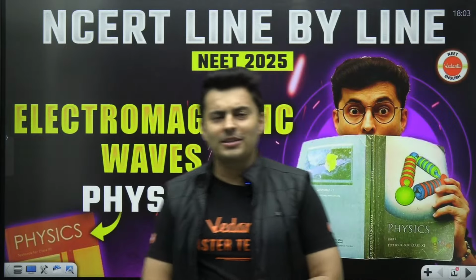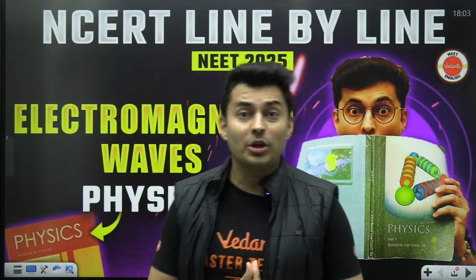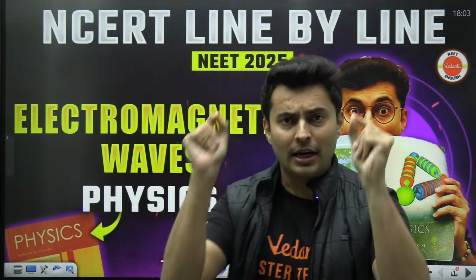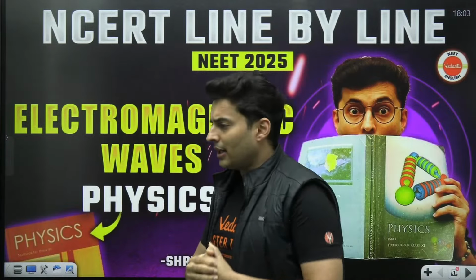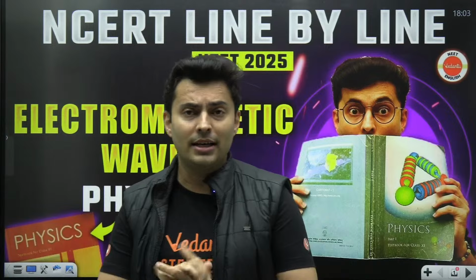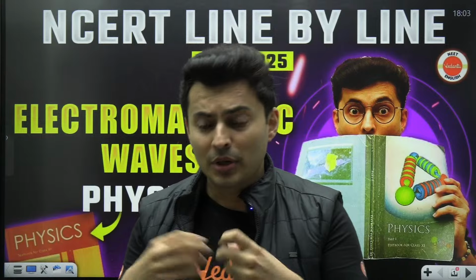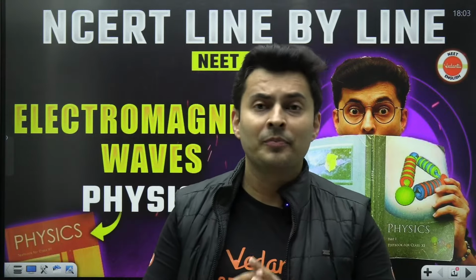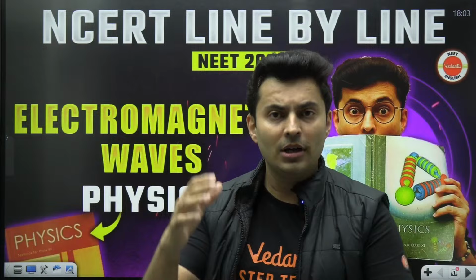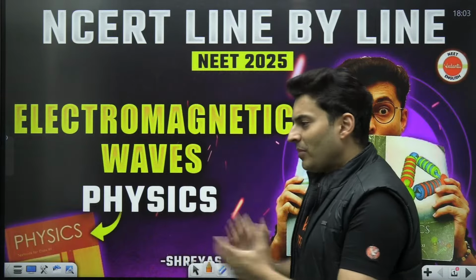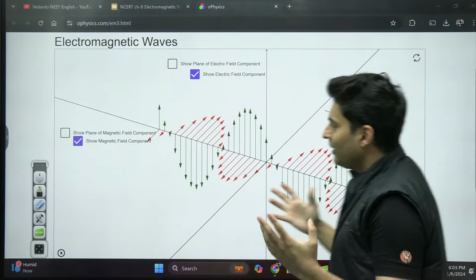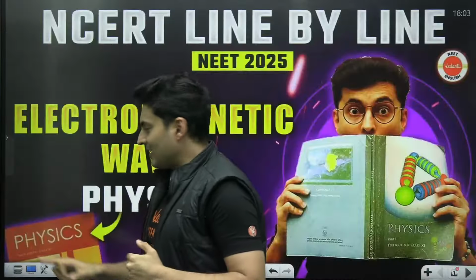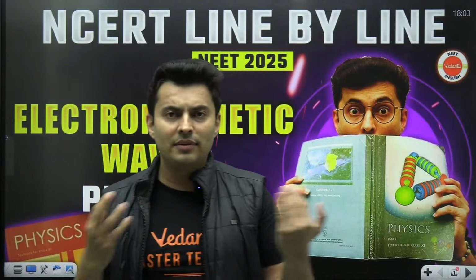This is your Captain Shreyas, and we are on to the chapter of electromagnetic waves, chapter 8 of your 12th standard NCERT physics. And we are in the NCERT line by line series for all the NEET aspirants. Remember, this series is not just for reading through the NCERT, but also seeing the significance and the applications from the NEET point of view. So let's get started. Lots of cool things to learn about electromagnetic waves. They are really cool to actually visualize and see how they are used in different applications.